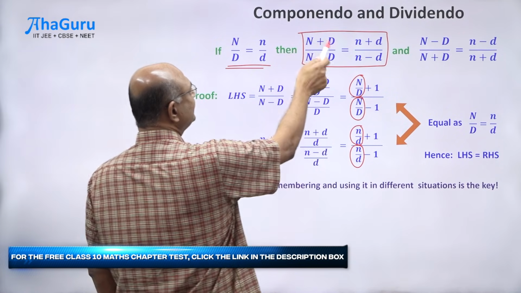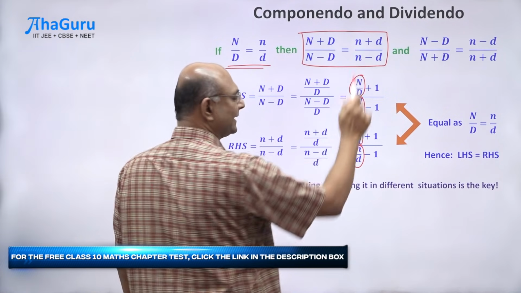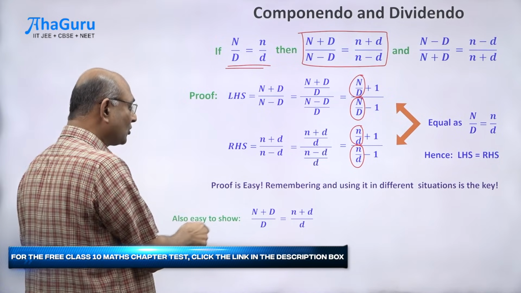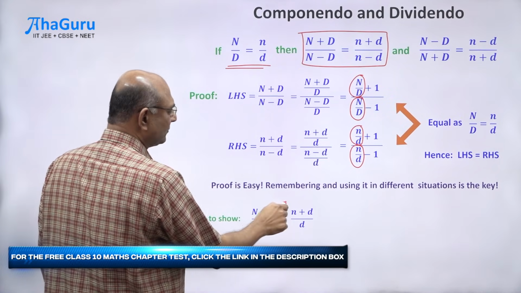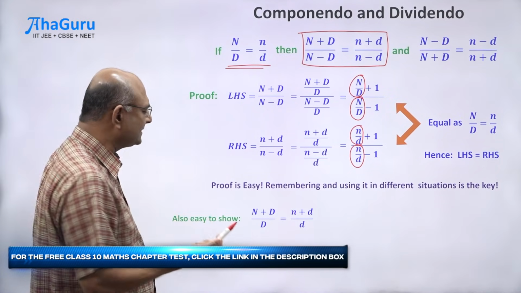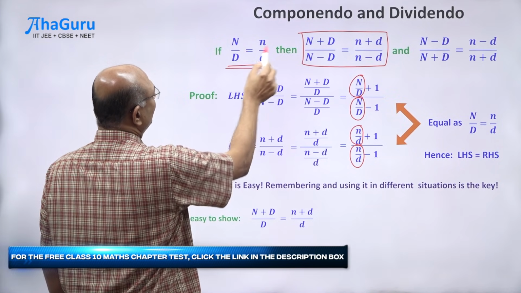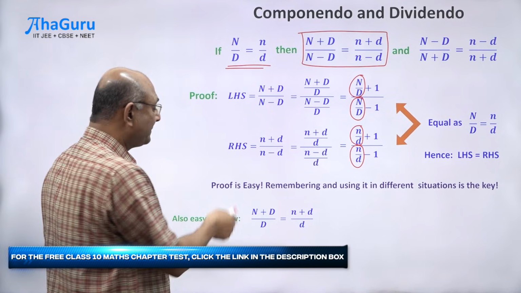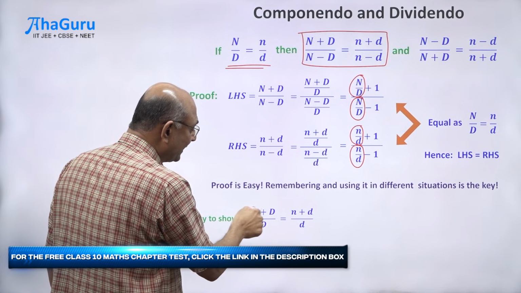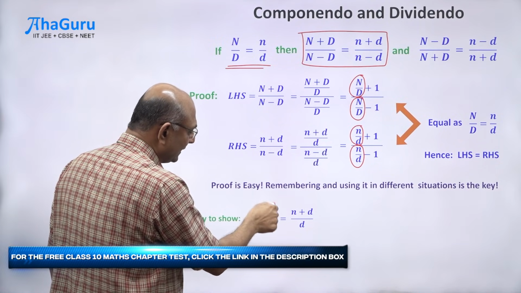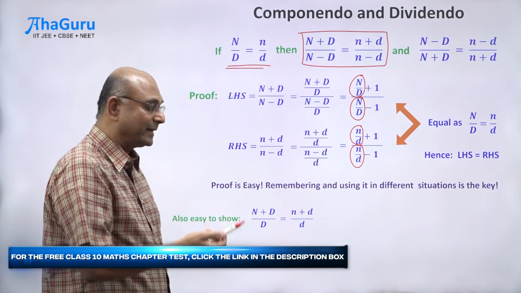Here I have written (N plus D) by (N minus D) is (n plus d) by (n minus d), but you don't need to do that. You can also show (N plus D) by D is equal to (n plus d) by d. That's very easy. If I add 1 on this side and add 1 on that side, then I'll get this relationship. But basically what am I doing? I'm combining numerator and denominator at the top, and here I'm doing just the denominator, right?